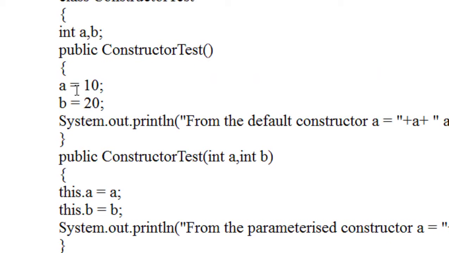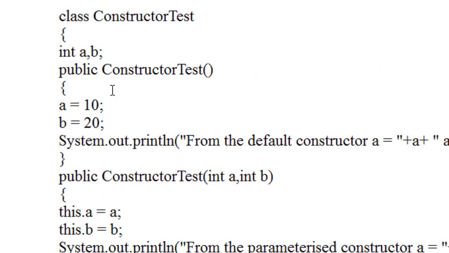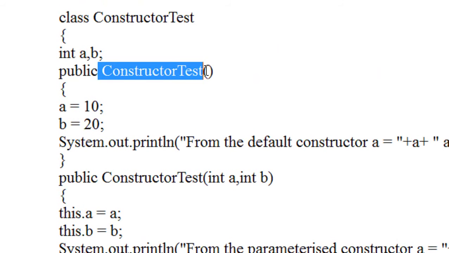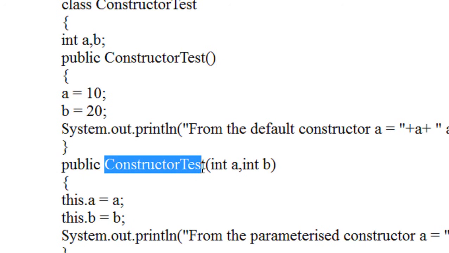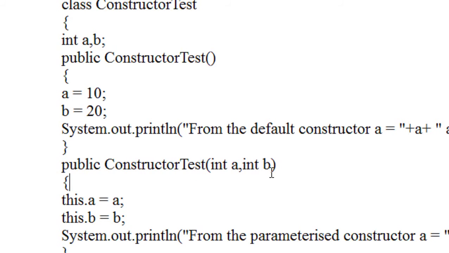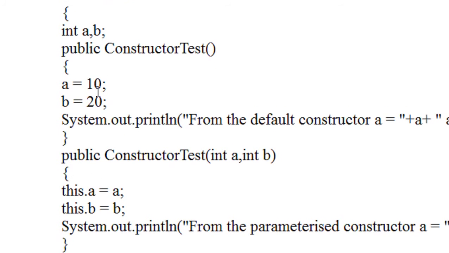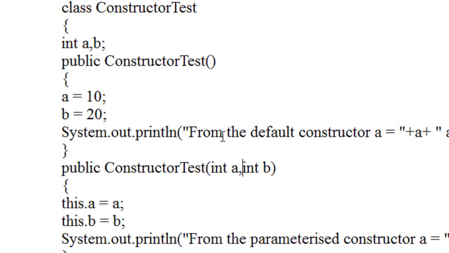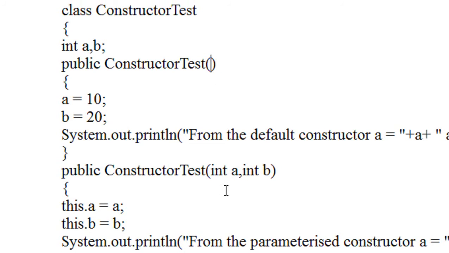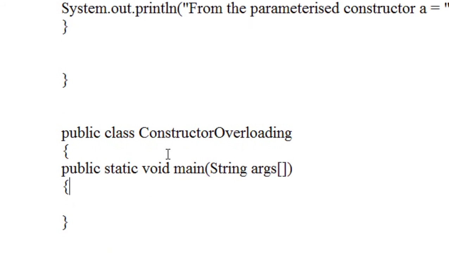So here you can see that in the same class ConstructorTest there are two constructors present. The first one is the ConstructorTest that contains no arguments. Another constructor is present that contains two integer values. This is called constructor overloading. There are two constructors which are different in the number of arguments and type of arguments. So this is called constructor overloading. Now I am going to invoke the two variants of that constructor.